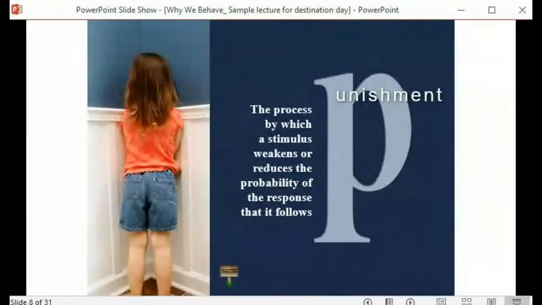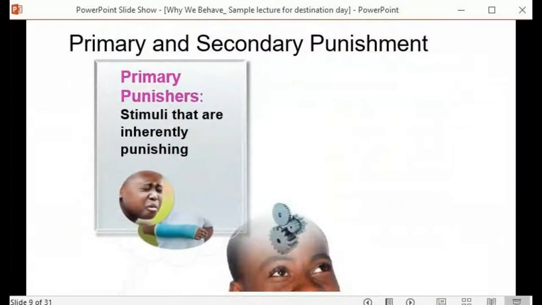Okay. Now let's talk a little bit about punishment, okay? So punishment is something that weakens or reduces the probability of the response that follows, remember? So after punishment, the behavior is less likely to happen. So here's a picture of a girl and she's going into timeout. We're gonna talk about timeout. That's a very specific kind of punishment.